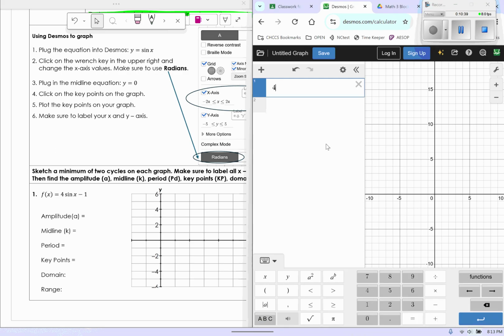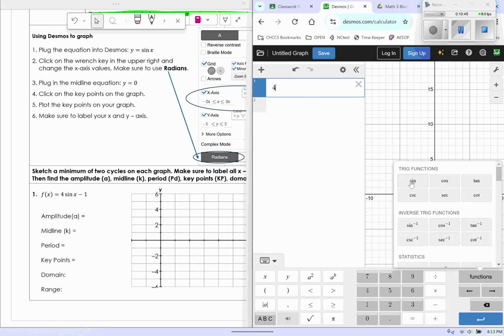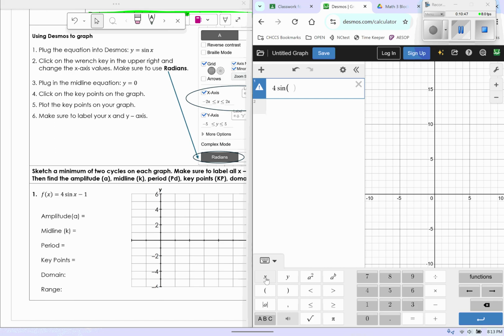4, if you have your keyboard, you can just type in sin. It's not sin, it stands for sine. Go to your functions and hit sine, and then x. Make sure you close that parentheses because that negative 1 is not inside there, so minus 1. So here is my graph.